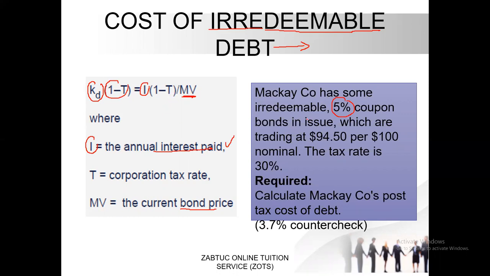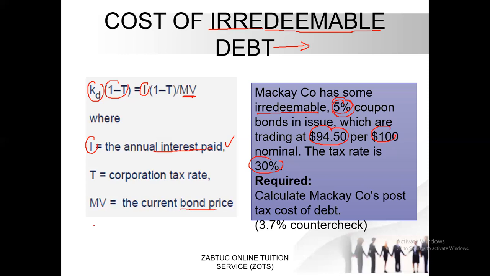For instance, we've got a bond here. We're told that this bond is irredeemable. It pays interest of 5%, and the market value of this bond is now 94.5 per 100. The tax relief is 30%. Required: calculate the company's post-tax cost of debt.